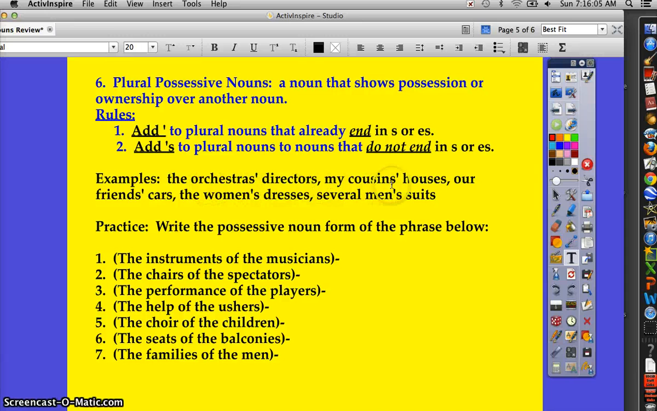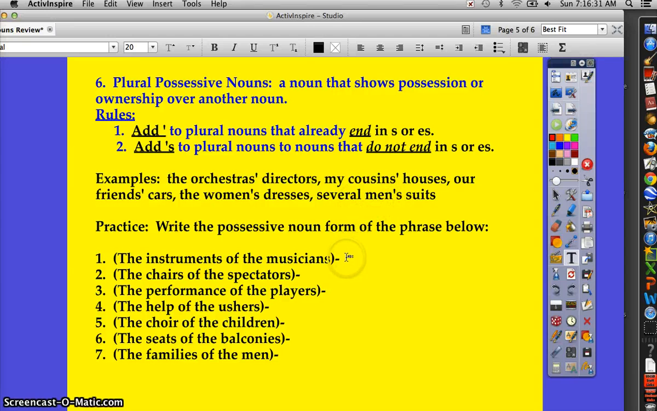My cousins' houses, cousins also ends in s. We just add an apostrophe after it. Our friends' cars, friends again ends in s already. Add the apostrophe after it to make it possessive. Women, here's a rule breaker, the women's dresses to make it plural possessive. And then another rule breaker, several men's suits, men apostrophe s suits.